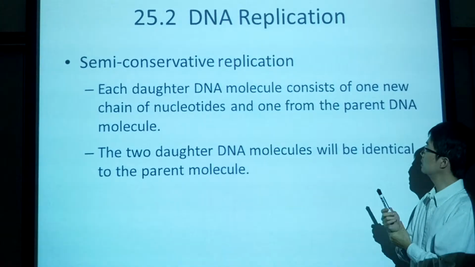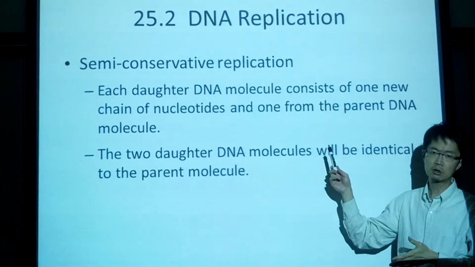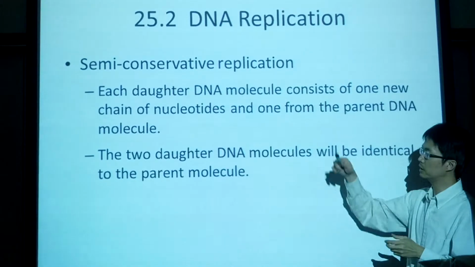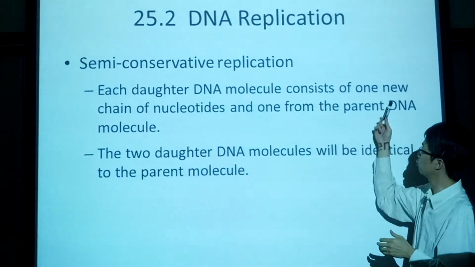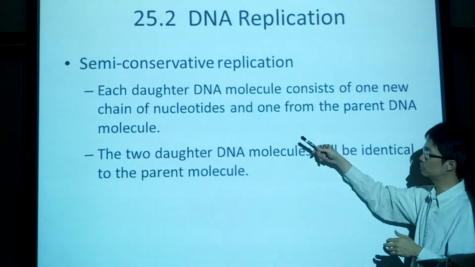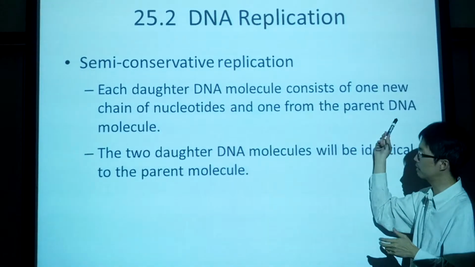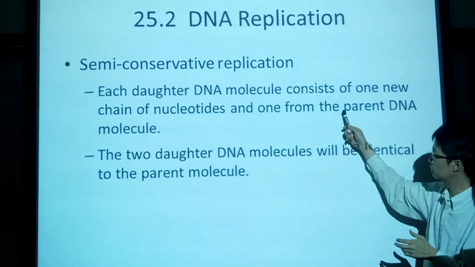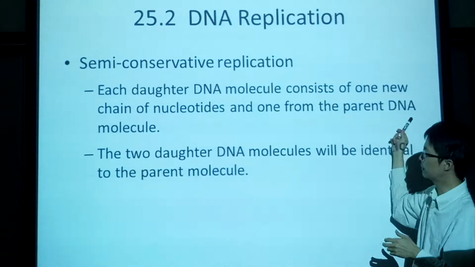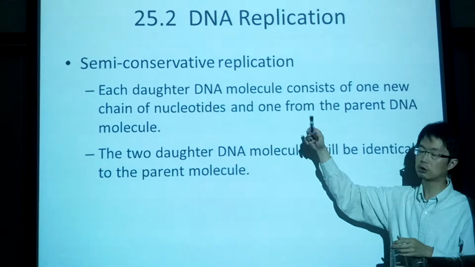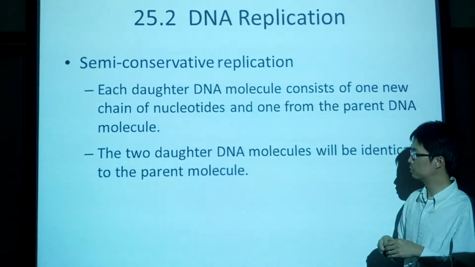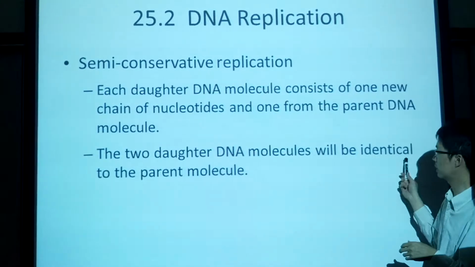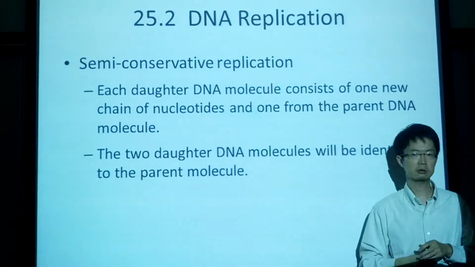Here we explain what semi-conservative means. Each daughter DNA molecule consists of one new chain of nucleotides and one from the parent DNA molecule. Because one strand is from the parent molecule, that's why we call it semi-conservative. And the two daughter DNA molecules will be identical to the parent molecule.